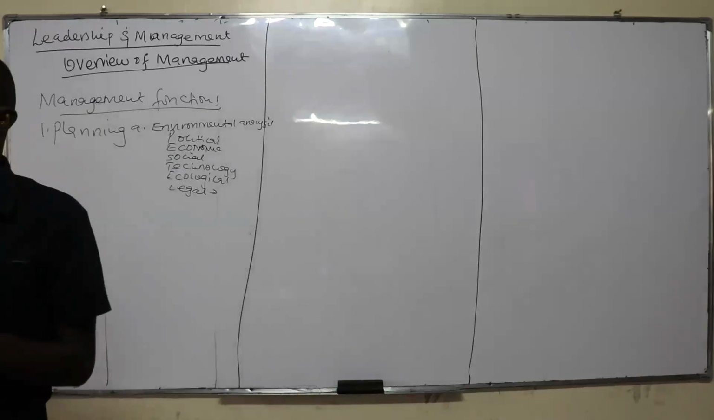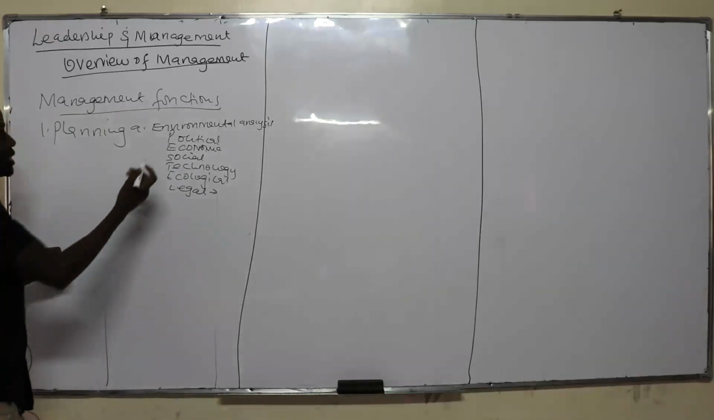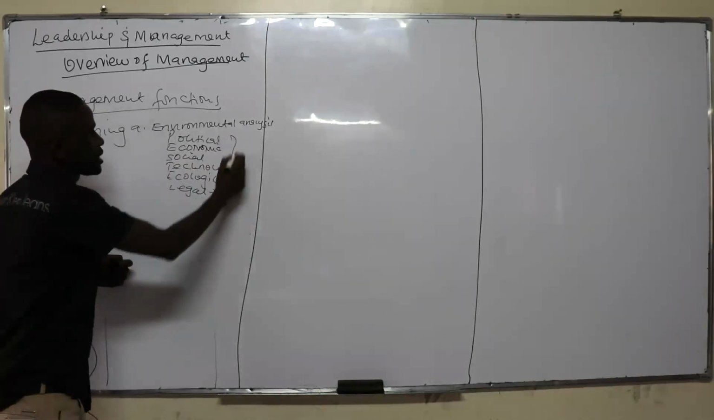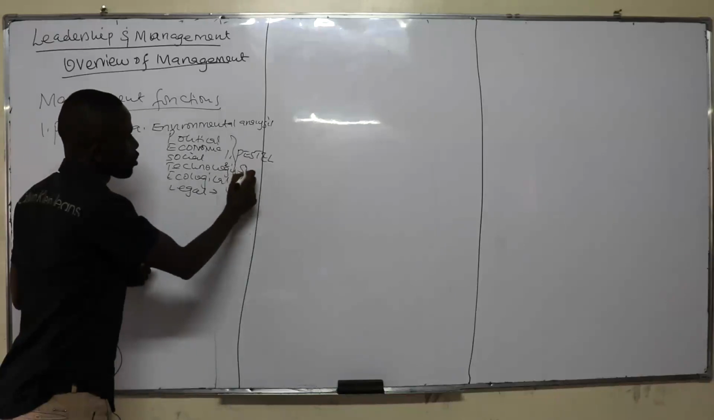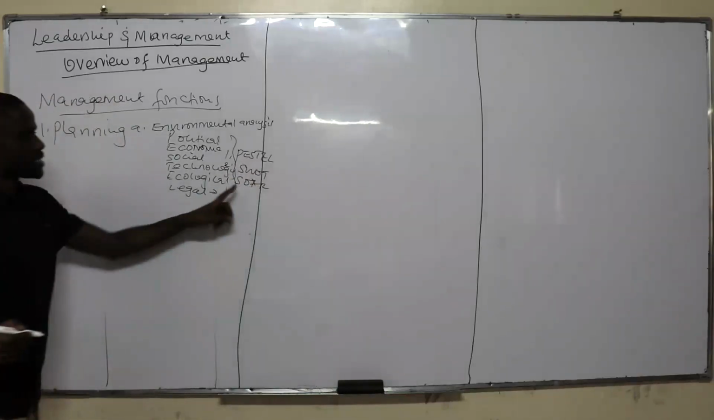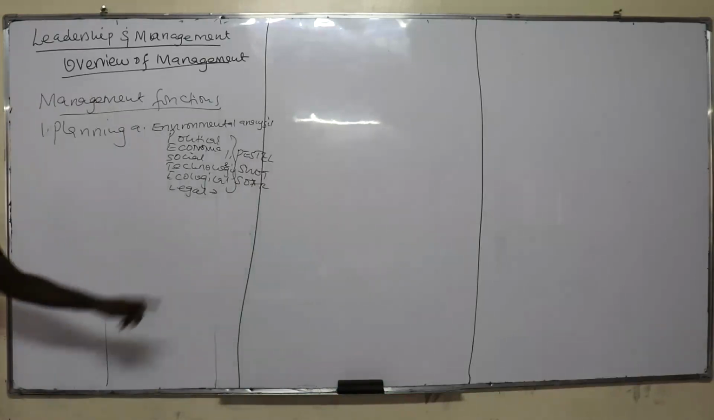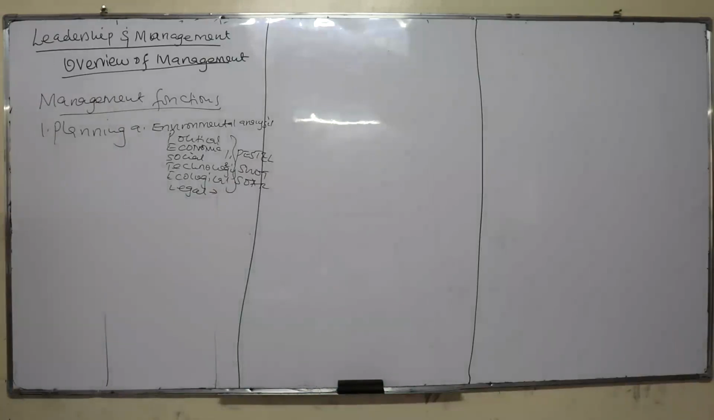When we talk about the environmental analysis, we are going to look at the models of environmental analysis. One of them, the one that I have just talked about, is PESTEL. We are going to discuss the SWOT model, that is strengths, weaknesses, opportunities, and threats. So that's part of planning.